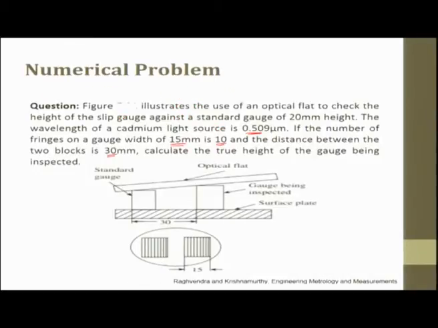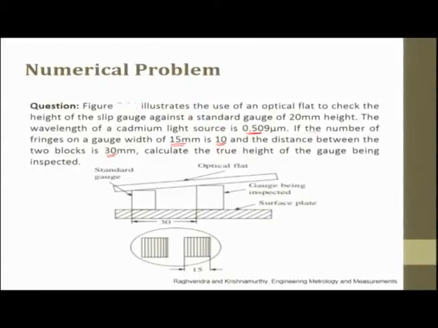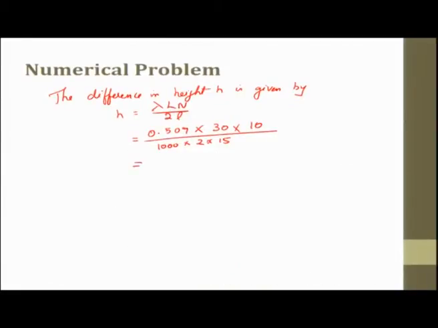L is the distance between the two blocks, 30, into n, which is said to be 10 millimeter, and then it is divided by 2 times 15. What is 15? It is the gauge width, 15 millimeter. So, you multiply, and finally what you get is 5.09 micrometer as the height difference. Watch out, it is all in microns. The height you get reported here is in microns.